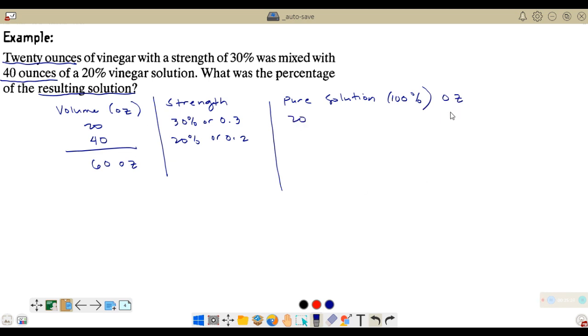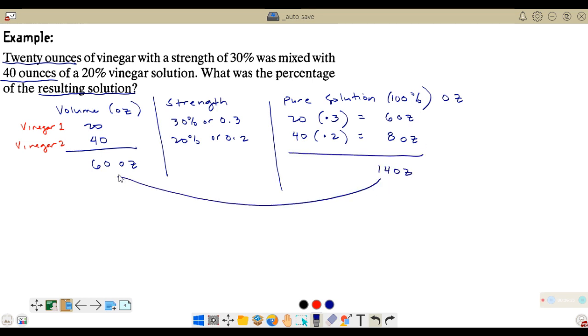So, ilang ounces doon sa 20 ounces ang pure vinegar? So, meron siyang 30% na pure vinegar. So, that is 0.3. We know that there is 20 times 0.3, 6 ounces of pure vinegar in this first solution. Ayan. So, dito sa kay vinegar 1, meron siyang 6 ounces of pure vinegar. Kay vinegar 2 naman, meron tayong 40 times 0.2. Ilan to? 40 times 0.2. Alam natin na meron tayong 8 ounces ng pure vinegar. So, kung pinaghalo mo si vinegar 1 at si vinegar 2, magkakaroon ka ng 6 plus 8. And overall, meron kang 14 ounces out of 60 ounces na pure.